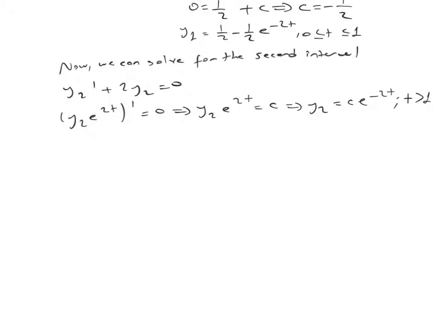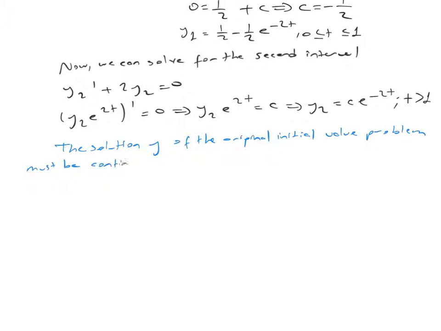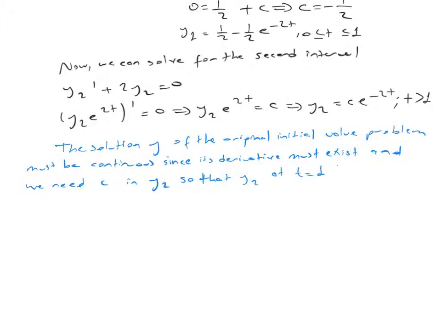And the critical part here is the solution y of the original initial value problem must be continuous, since its derivative must exist, and we need the constant c in y2 so that y2 at t is equal to 1 has the same value as y1 at t is equal to 1.